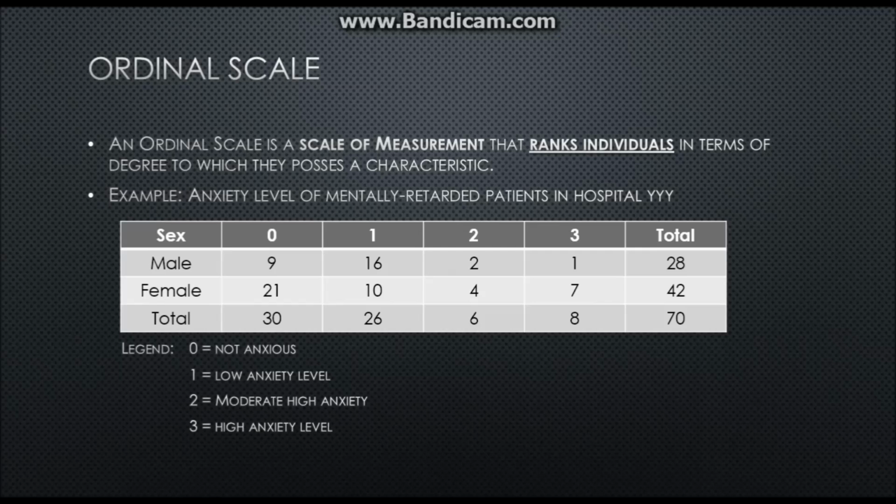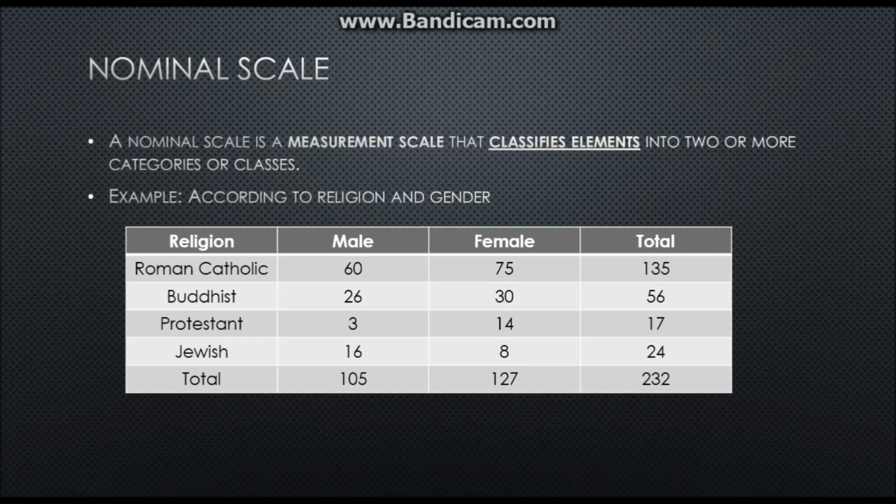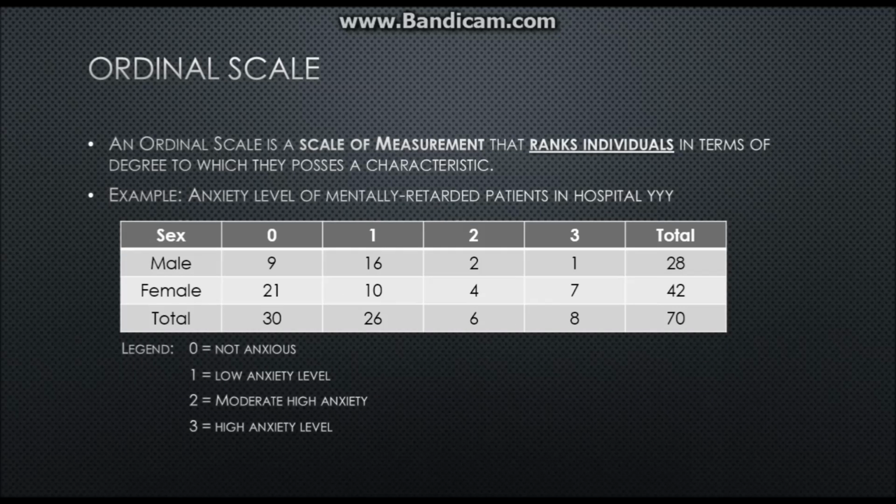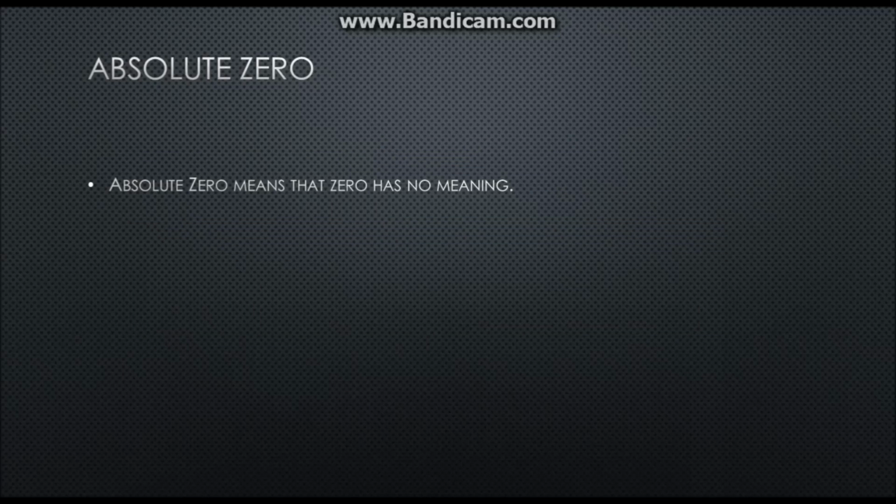So just a recap before we proceed with the last two topics. Nominal scale classifies the elements or the individuals. It will categorize them, and ordinal scale ranks the individuals. Now, before we proceed for our last two topics, I would like to first discuss to you the meaning of absolute zero. Absolute zero means that the number zero has no meaning. You will further understand the meaning of absolute zero as we go on with the discussion.